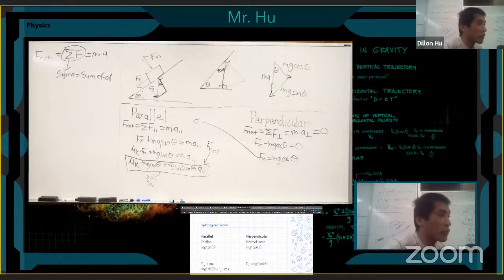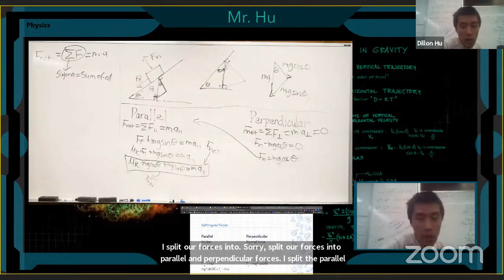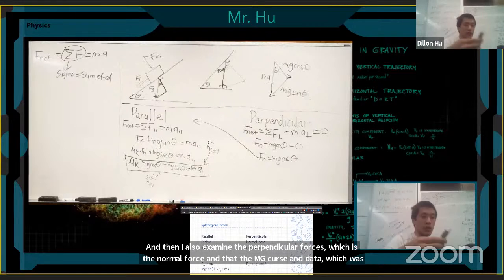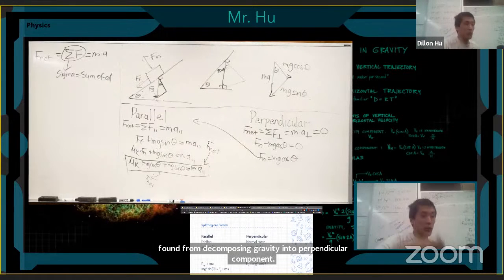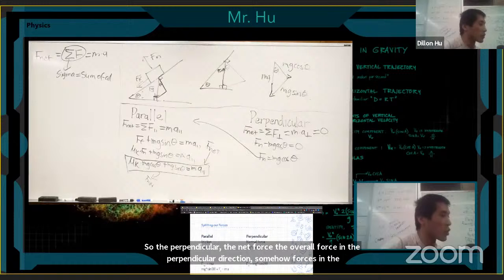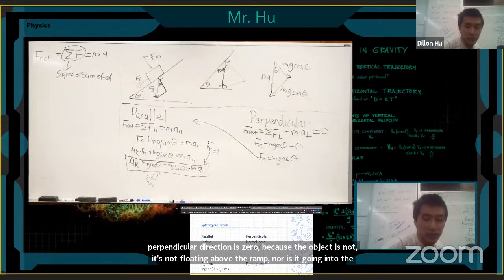The net force in the perpendicular direction, the sum of all forces in the perpendicular direction, is 0 because the object is not floating above the ramp, nor is it going into the ramp. It's just going down the ramp. So the perpendicular net force is 0, which means the force pulling it above the ramp, the normal force, is the same as the force pushing it into the ramp, which is mg cosine theta. So that's how we know that our normal force is going to equal our mg cosine theta.